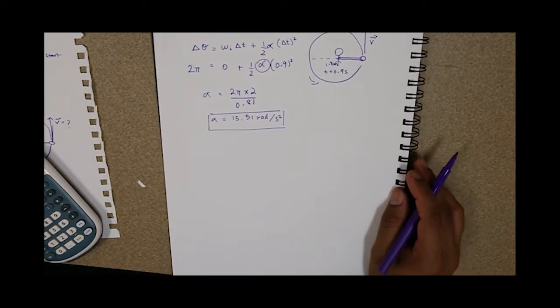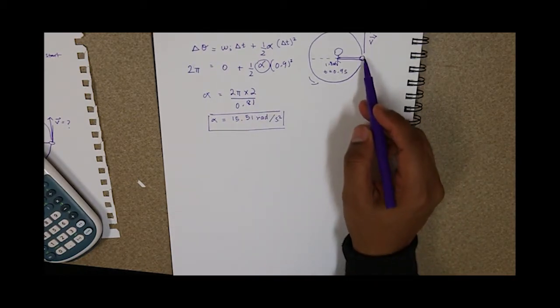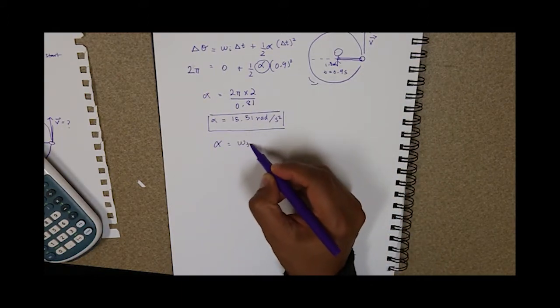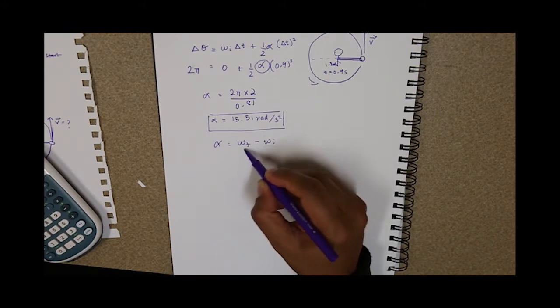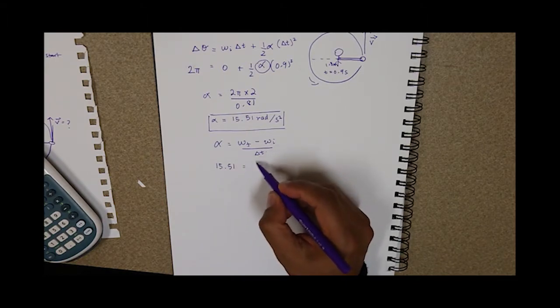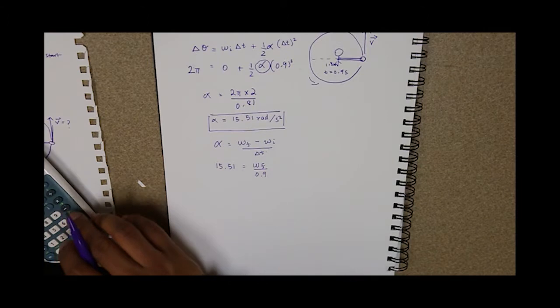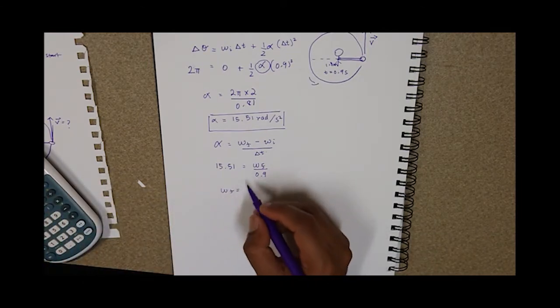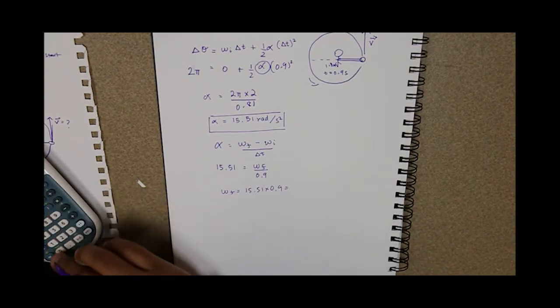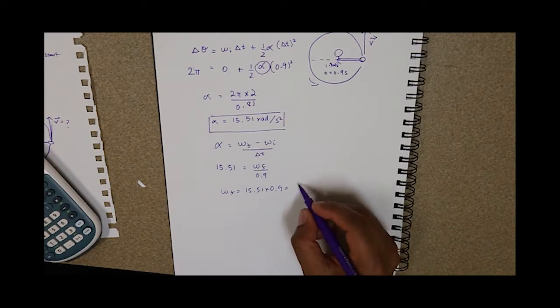Now we want to find out our final angular velocity at the point at which you release the discus. So our angular acceleration is nothing but our final angular velocity minus our initial angular velocity over time. So 15.51 equals, this is 0 because we start from rest, our final angular velocity over 0.9. So what does that give us? 15.51 times 0.9 gives us a final angular velocity of 13.95.